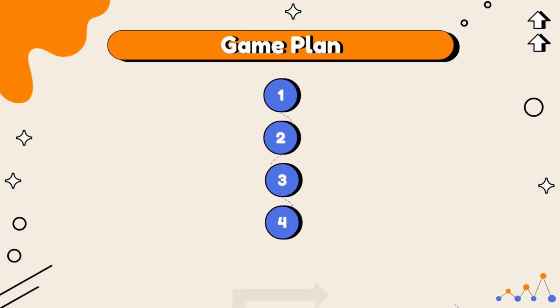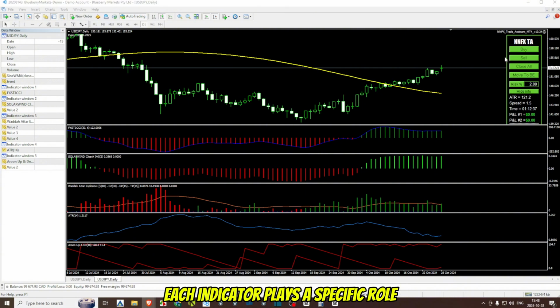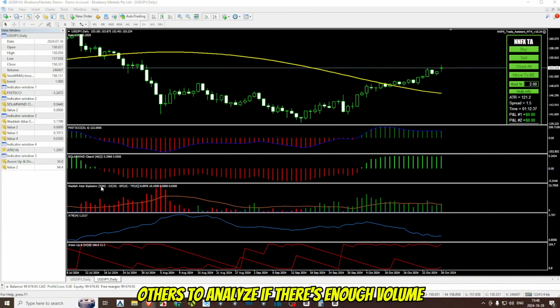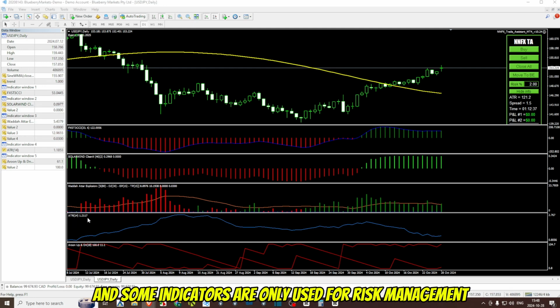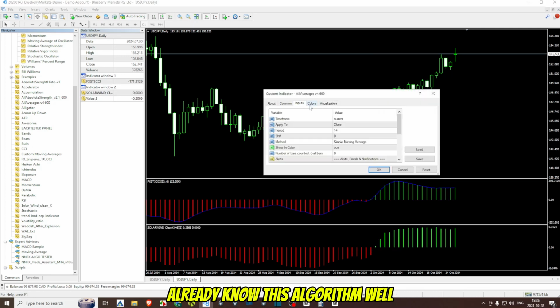Game plan. Complete algorithm. Results. How to use it? Live trading. Here's the complete algorithm. Each indicator plays a specific role. Some are used to identify trends, others to analyze if there's enough volume, and some indicators are only used for risk management. Those of you who followed me from the start already know this algorithm well.